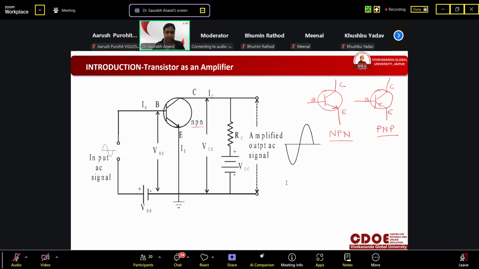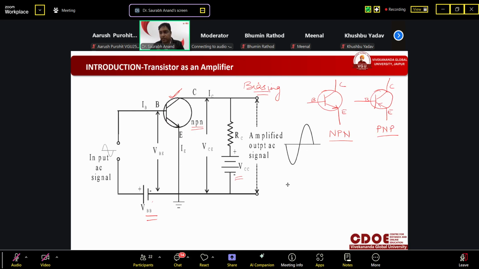Here we are using an NPN transistor, so we have drawn it like this. These batteries, this battery and this battery, are used for biasing. What is biasing? Biasing is the process of connecting or adding a battery in the circuit, and these are for biasing purposes. Biasing means we have to start this transistor.